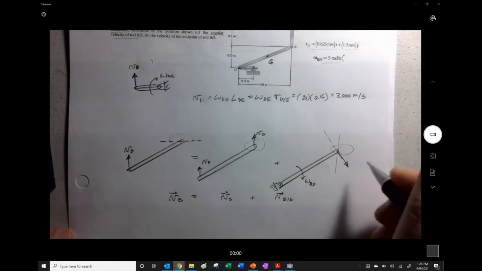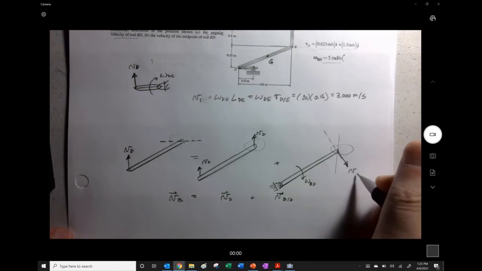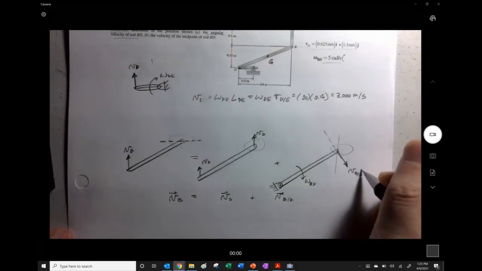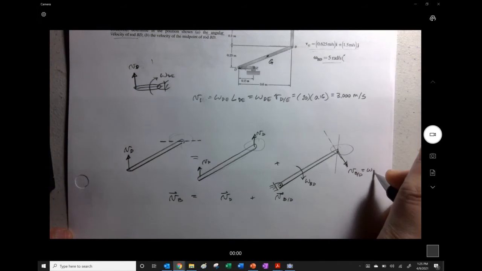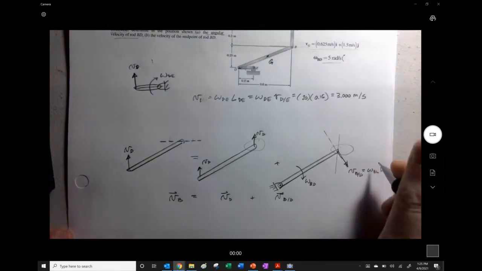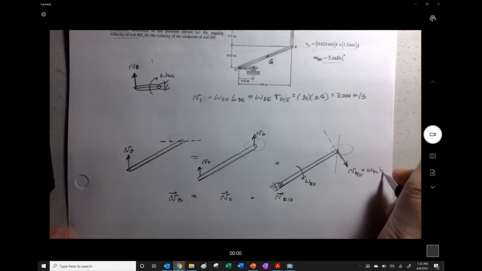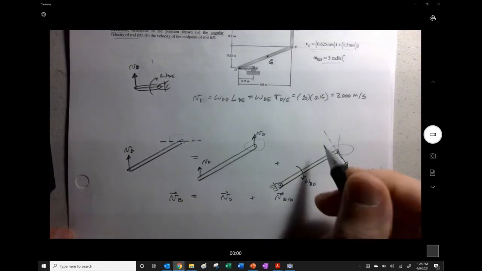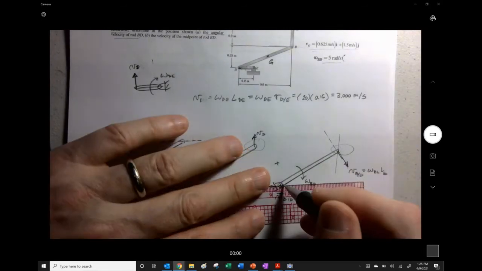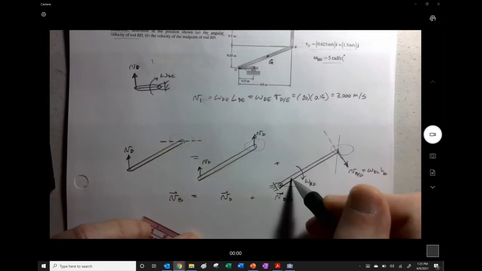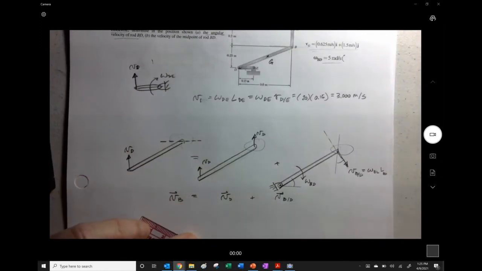BD has got to be in this direction, and that's going to create a velocity of B with respect to D, which is going to be equal to, its magnitude is going to be omega BD times my length of BD. And the angle of this thing is going to be right here. Those are going to be the same.